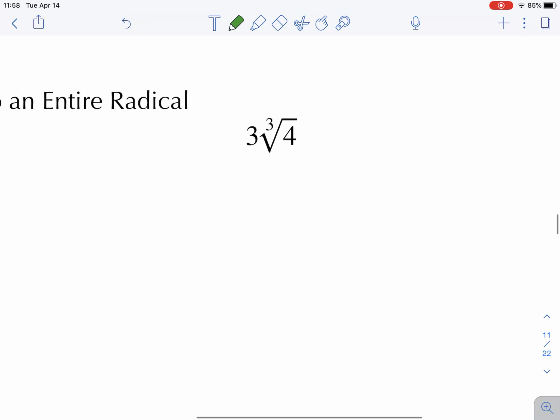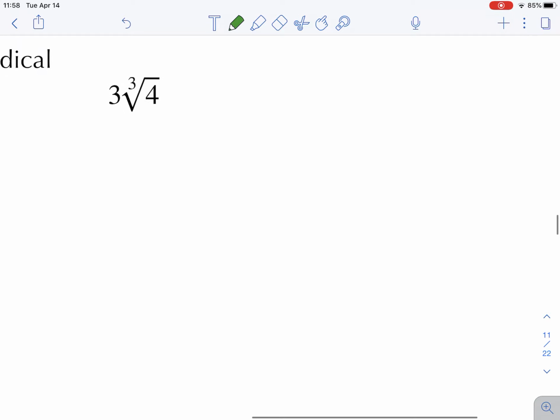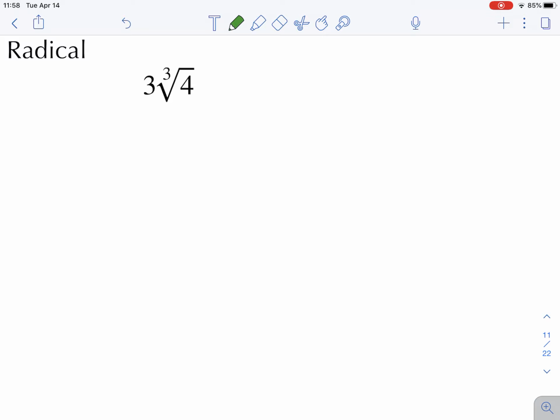All right, let's take a look at this one. Now we've got 3 times the cube root of 4. Now 3 is equal to the cube root of 8. So to get the 3 under a cube root sign, no, it's not equal to the cube root of 8. Not even close. It's equal to the cube root of 27. To get the 3 under the cube root sign, I had to cube the 3.